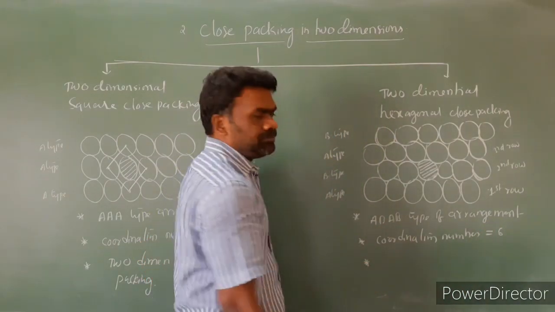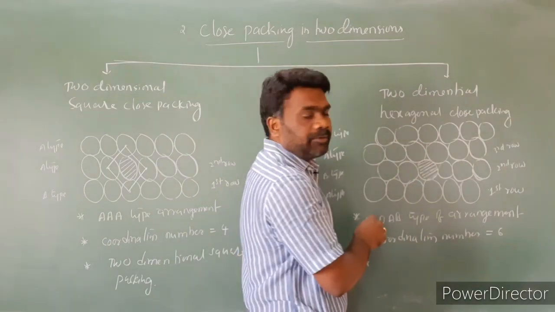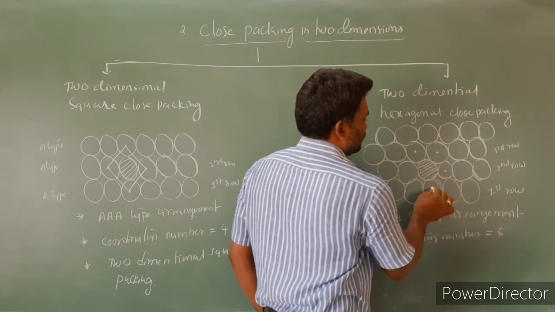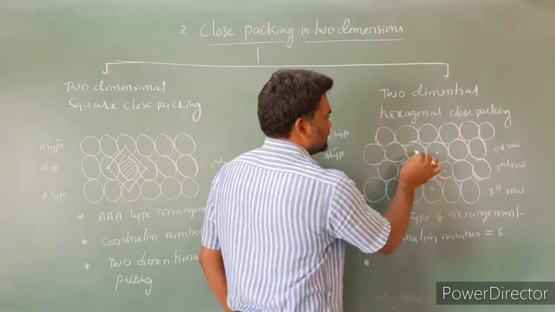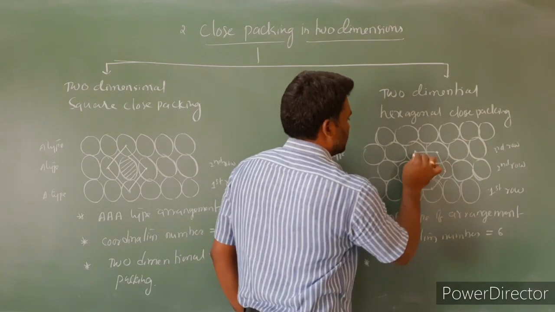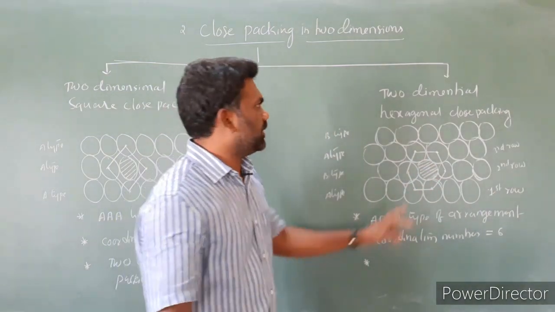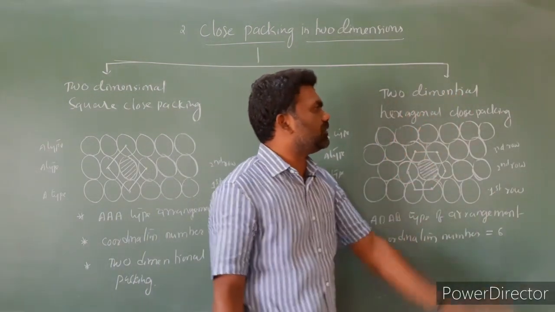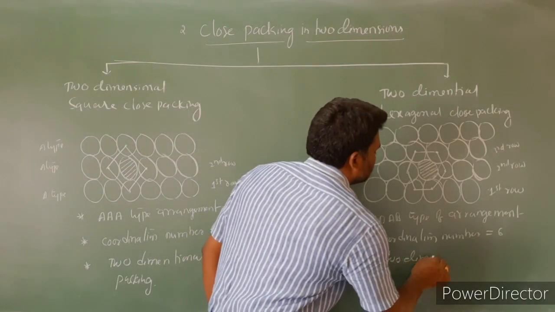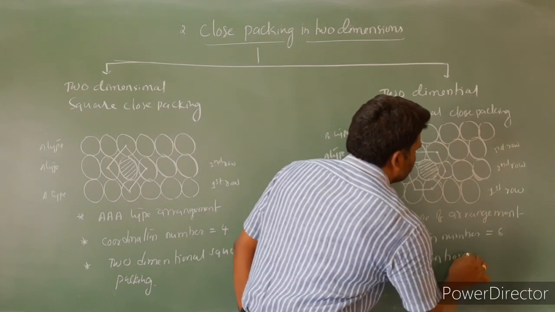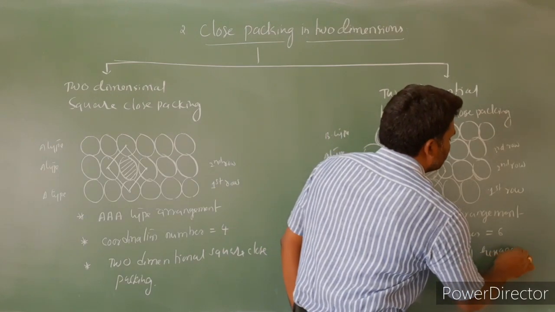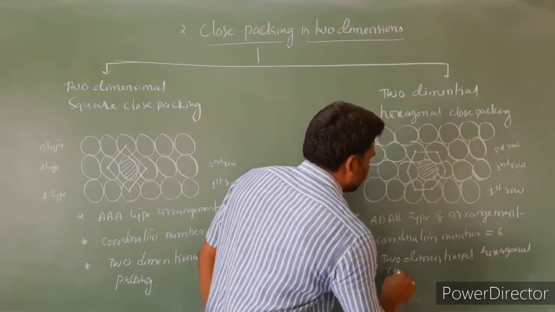And point number 3 is that the centers of the 6 neighbors will be joined. So 1, 2, 3, 4, 5, 6. The centers of its 6 neighbors are joined like this, so a hexagon is formed. That is why you have to call it two-dimensional hexagonal close packing.